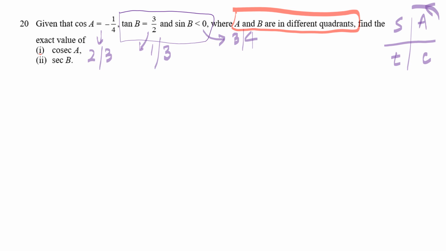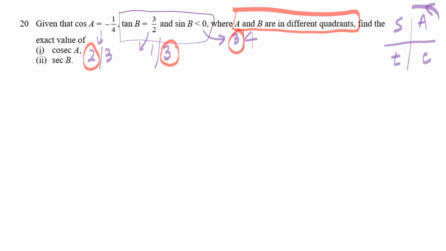So for tangent B and sine B, we know we have to be in the 3rd quadrant, right? And then to be a different quadrant from cosine A, you cannot choose the 3rd quadrant. You have to choose a different quadrant. So in this case, you have to choose quadrant 2 for your angle A, then quadrant 3 for your angle B.